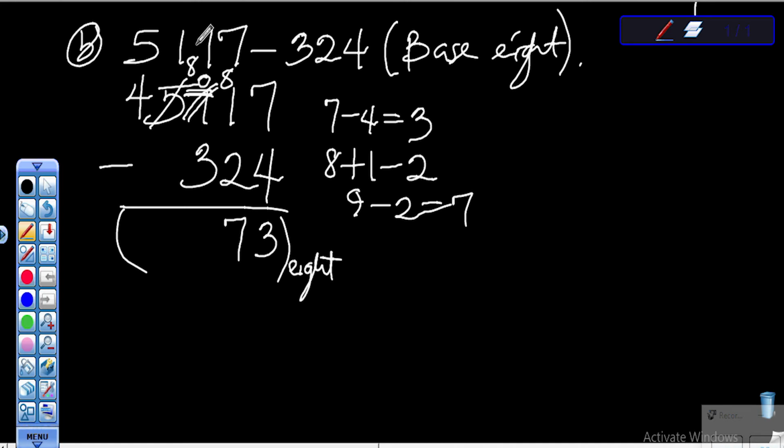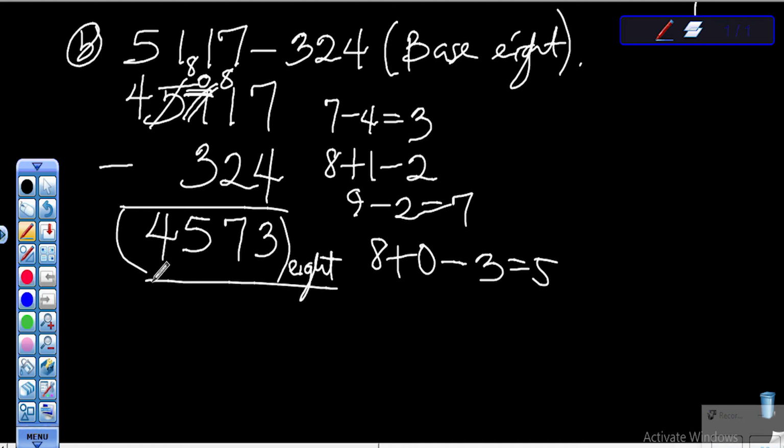Then you bring the one that you borrowed to this location. So you are left with 8 plus 0 minus 3, which will give me 5. I will have to write 5 here. Then the remainder here is 4. So I have 4, 5, 7, 3 in base 8. I believe all of you are following me.